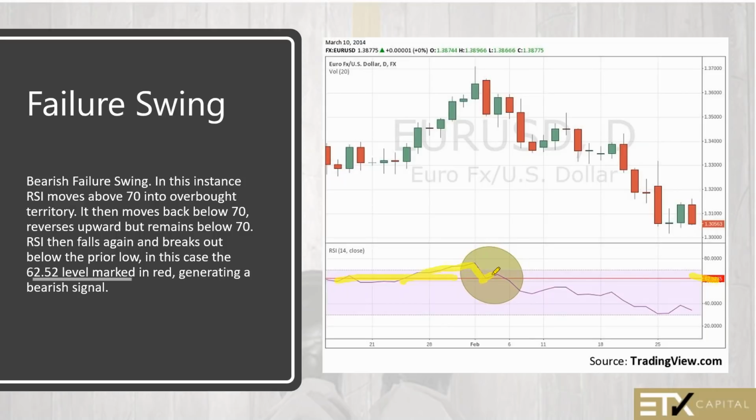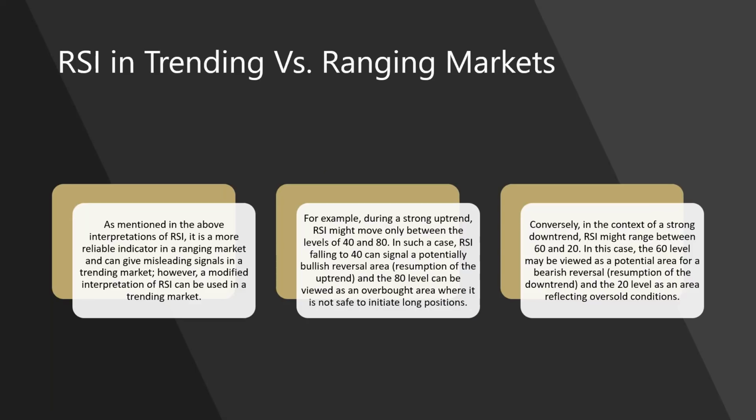It then moved off of there and moved higher, but was unable to break out of that 70 level, and then fell back down. So you get the reversal point when it breaks this 62.5. That was the lowest point it had reached before, and generates a bearish signal. Now these are much more reliable. They're harder to spot, they're harder to read, but when these failure swings happen, they are very reliable.